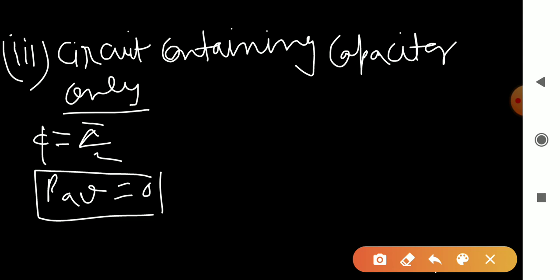When the circuit contains a pure inductor only, average power is 0, and when the circuit contains a pure capacitor only, average power is also 0. Clear?